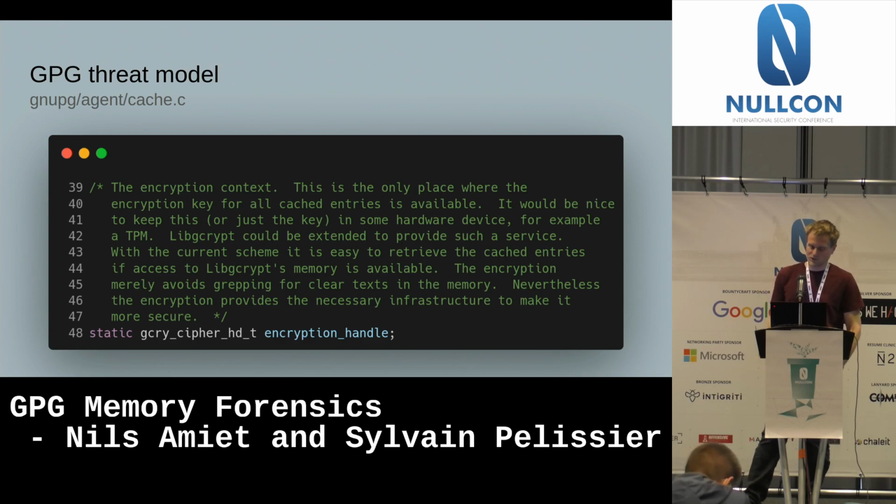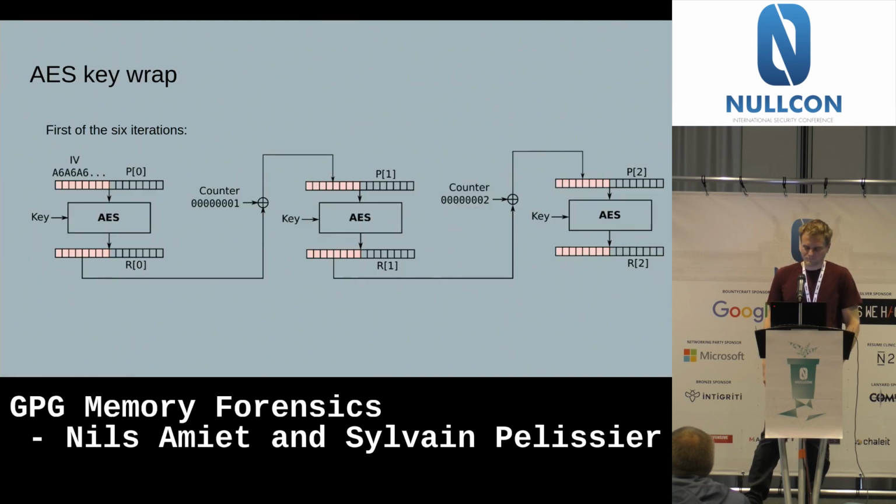So there is no documentation about that, but we found a comment explaining that the encryption keys are encrypted in memory. It's done first to avoid grabbing the passphrase in clear if you have a memory dump, and also, at some point, if users are using a TPM or physical device, this encryption key could be stored in this device, and then it will be safe.